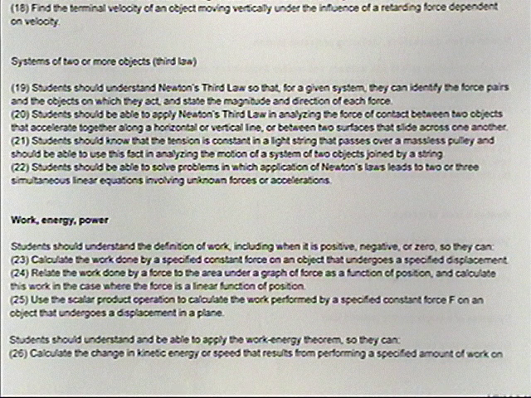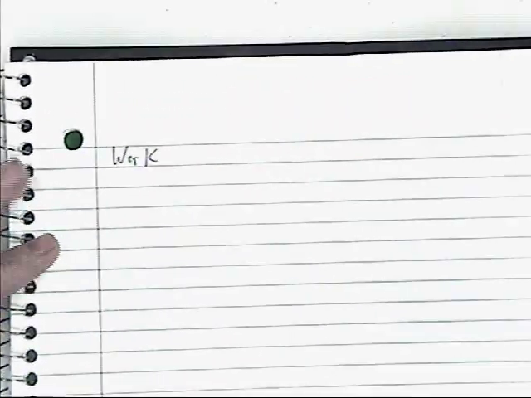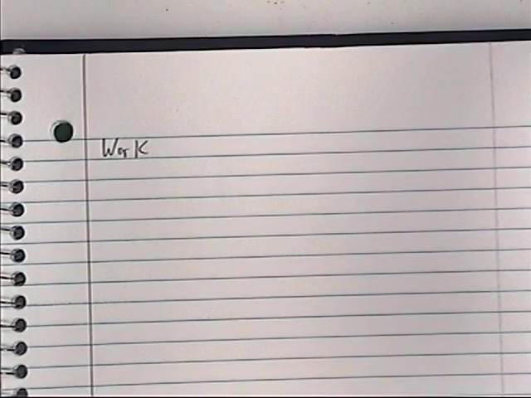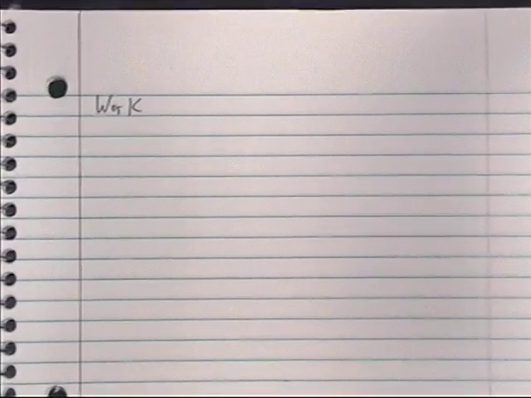We're looking at learning target 23 for AP Physics B, which states that students should be able to calculate the work done by a specified constant force on an object that undergoes a specified displacement. So, we're dealing with work, which is a scalar quantity. We've done a lot of vectors lately, so this is a bit of a change for us.